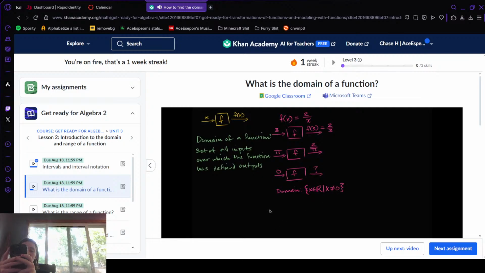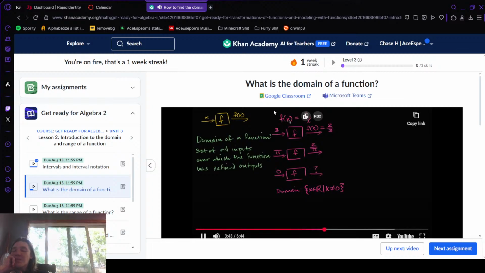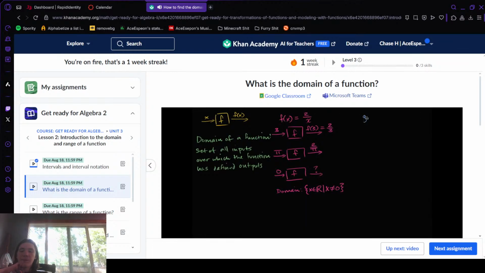Now let's make this a little bit more concrete by doing some more examples. The more examples we do, hopefully the clearer this will become. So let's say we have another function. And just to be clear, we don't always have to use f's and x's. We could say g of y is equal to the square root of y minus 6. So what's the domain here? What is the set of all inputs over which this function g is defined? So here we are inputting a y into function g, and we're going to output g of y.